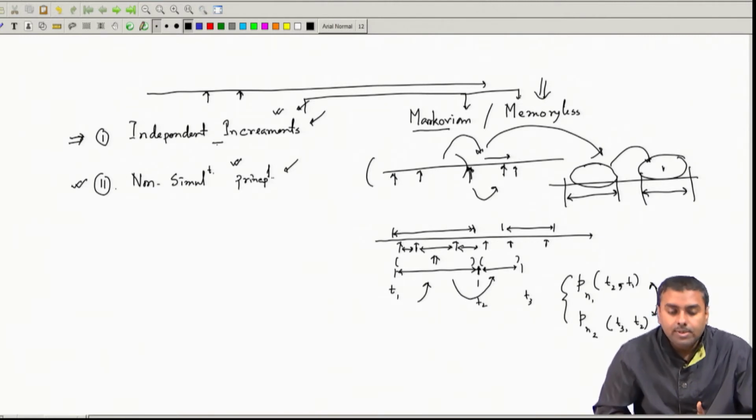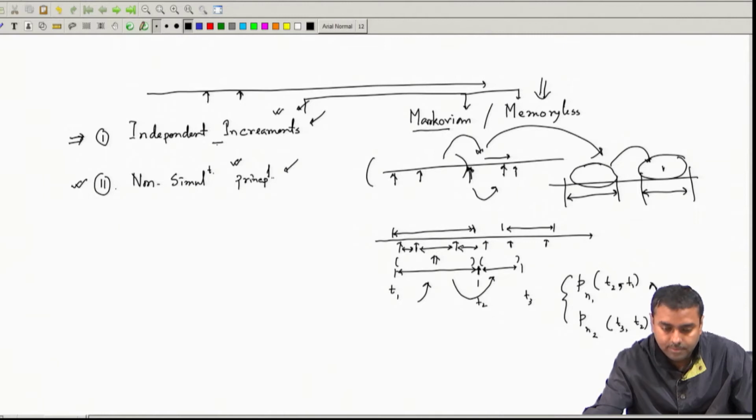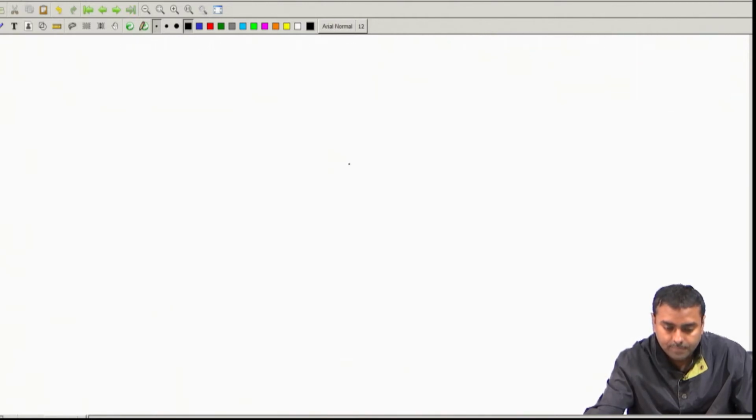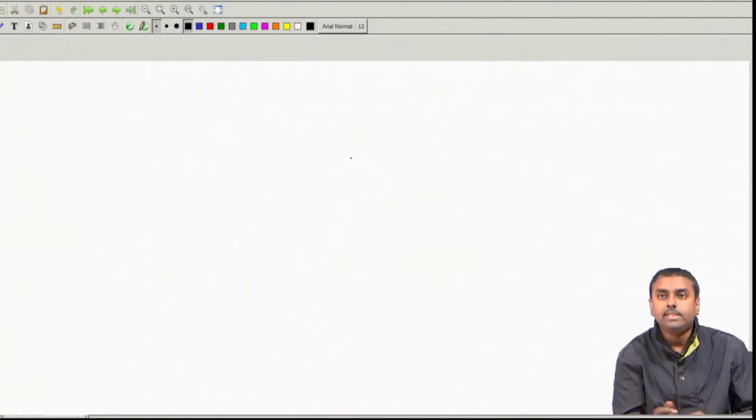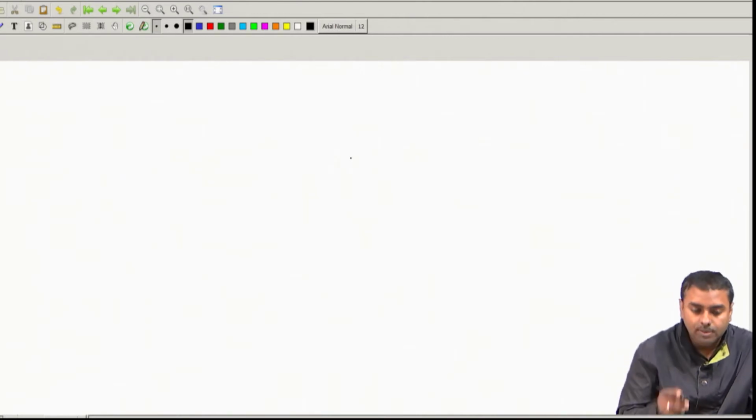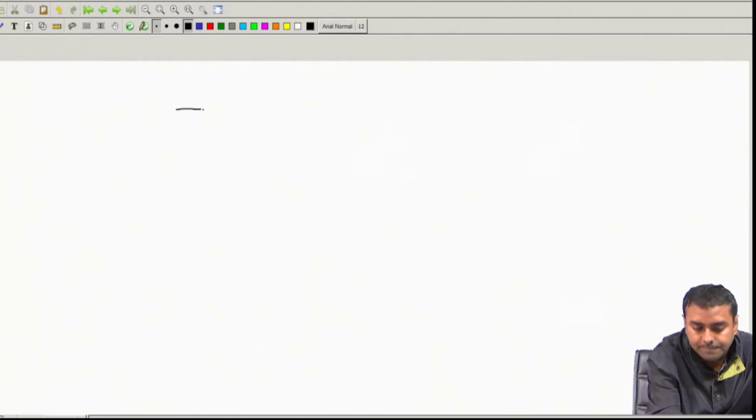Next, let us try to understand this non-simultaneity principle, what is the associated mathematical description of that. So, that is something we will be doing now. Let us try to see this non-simultaneity principle, what does this mean. So, again mathematically let us try to define it.